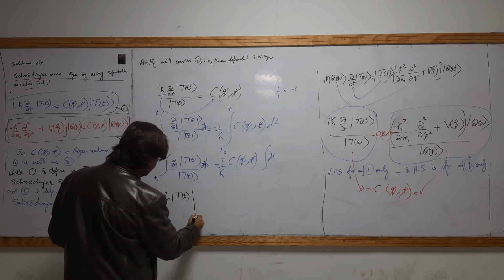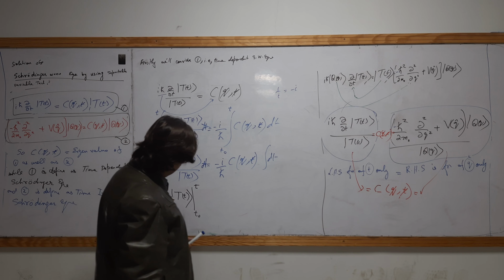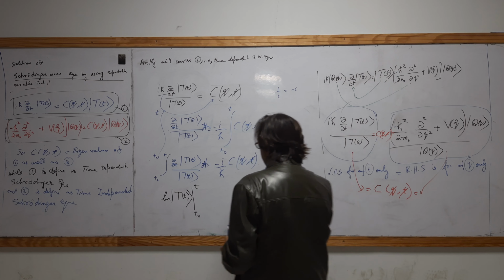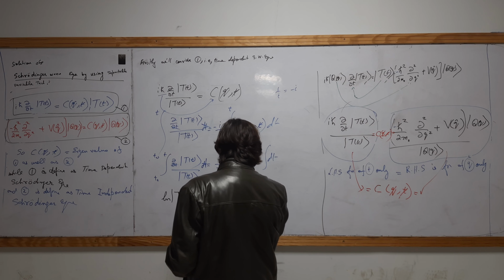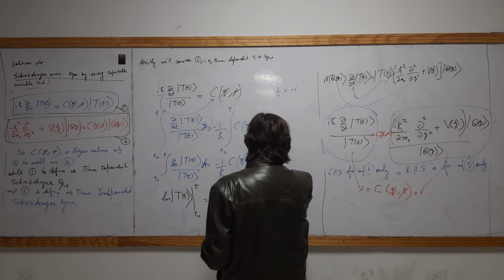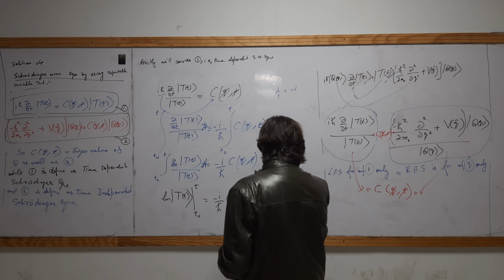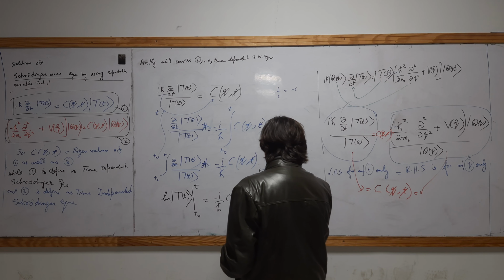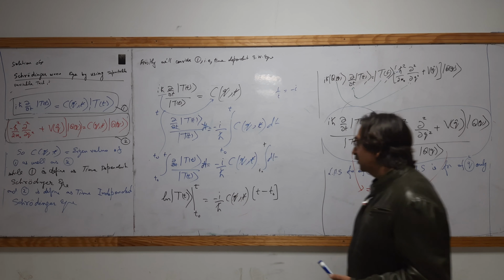dt, and here is minus iota h cut c q cut and t cut. Sorry, this is from t naught to t, so this will be t minus t naught. This will be equal to this.